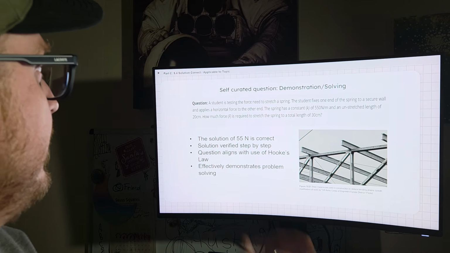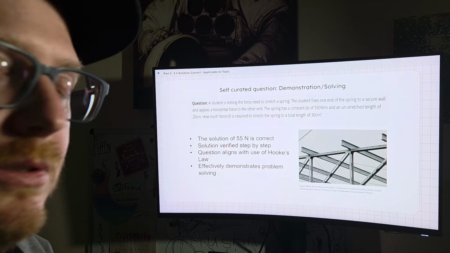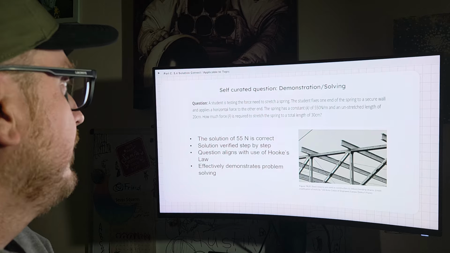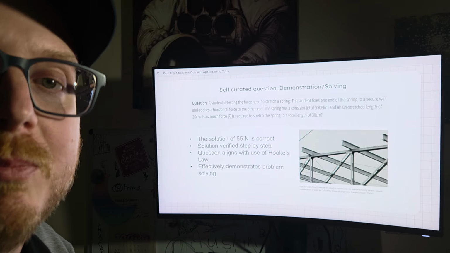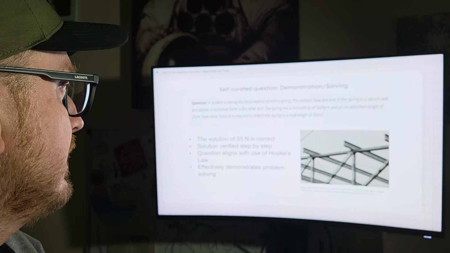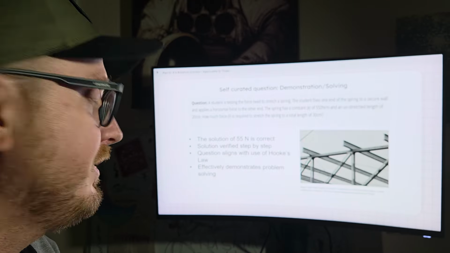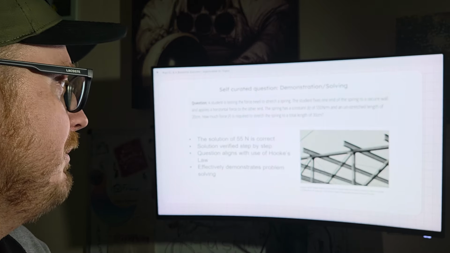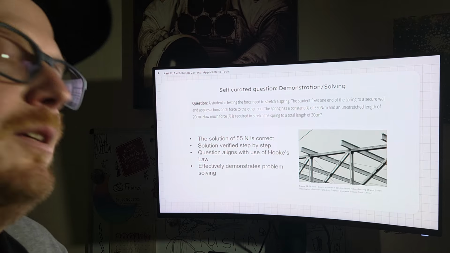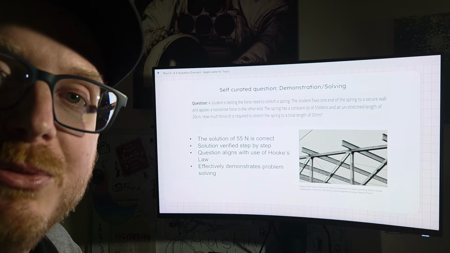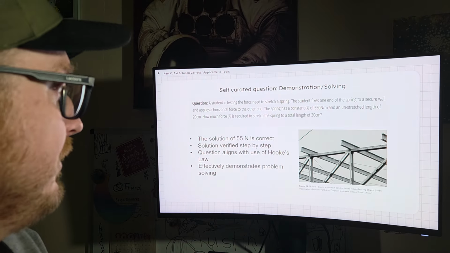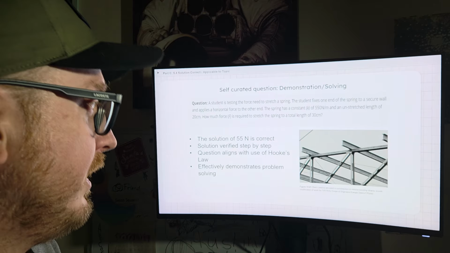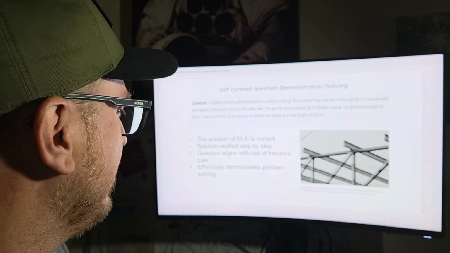Okay, so in this slide we have the solution correct, applicable to topic. The solution we came up with by solving step by step through the process came out to be 55 newtons, and that was correct. You can verify by setting up the problem yourself and going back and checking, plugging your numbers into the formula, following step by step like I've shown, and you should come out to the same answer. If you don't, I guess I failed, but that's okay.